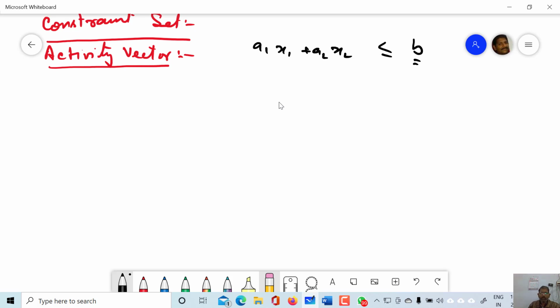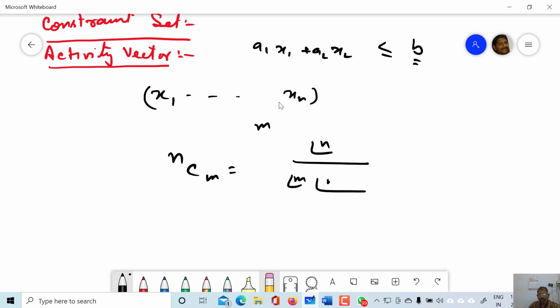What is the number of solutions possible? Suppose a linear equation is having n variables, from x1 to xn. This is like the probability rule, because out of n you have to select m items. So naturally it will be nCm, that means factorial n upon factorial m and factorial n minus m. So that is the number of solutions.